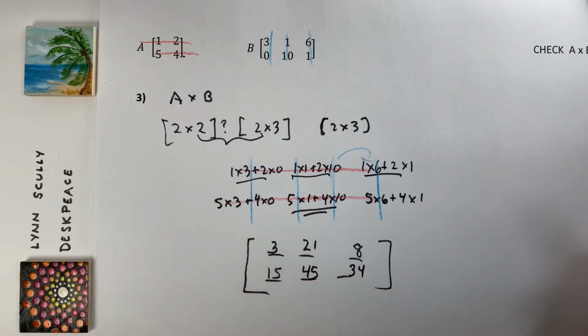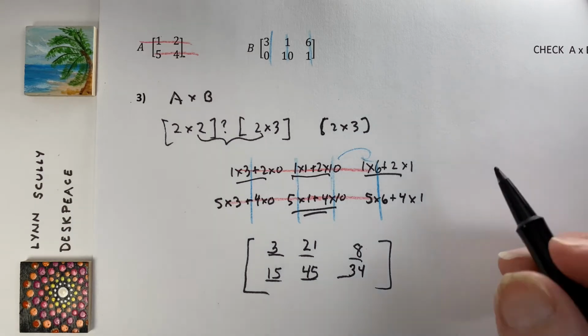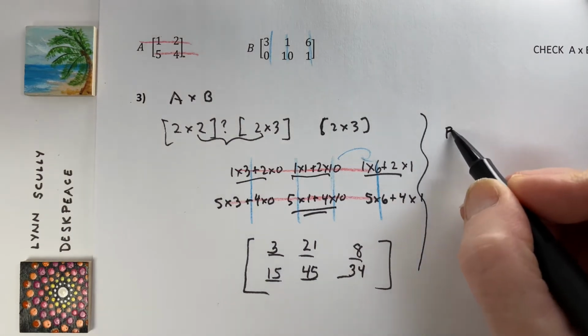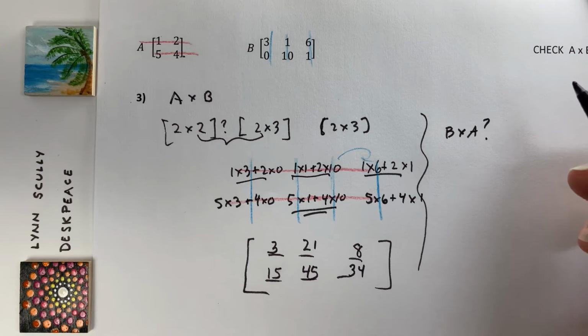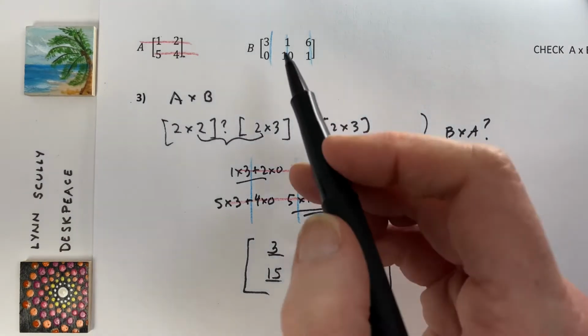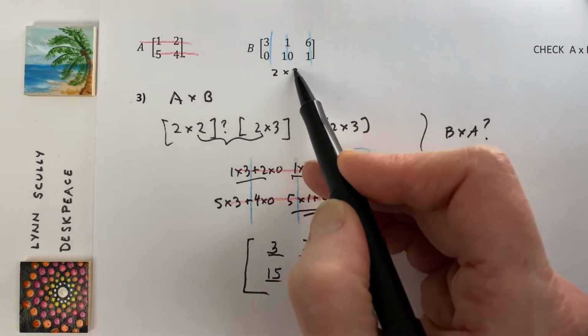Nice. Now, just to show you, I'm also going to investigate B times A. Can I do it? So the dimensions of B were 2 by 3.